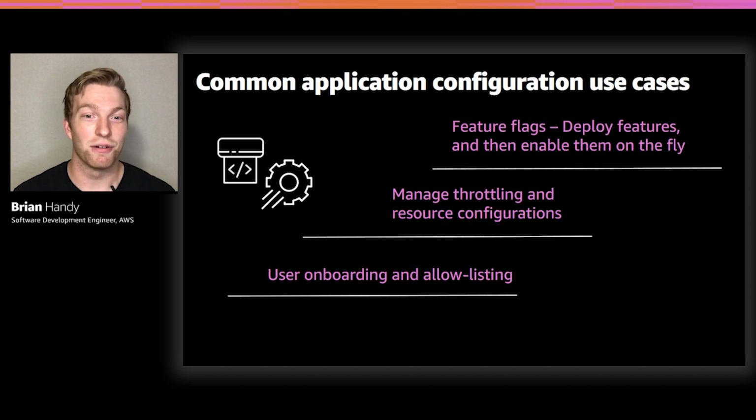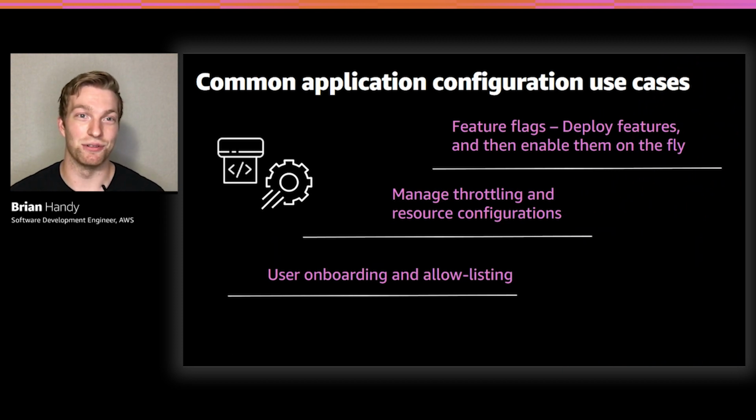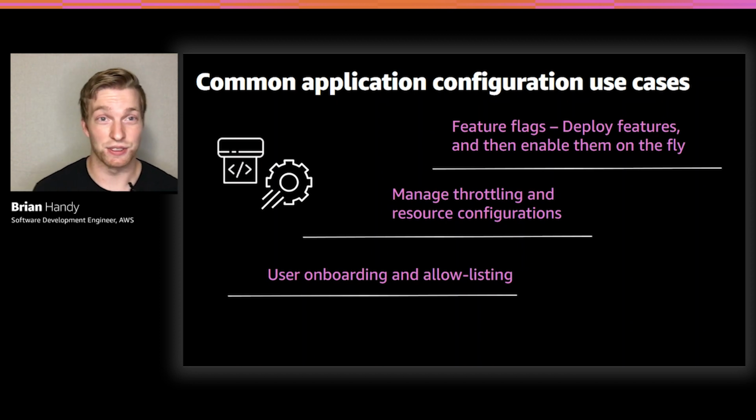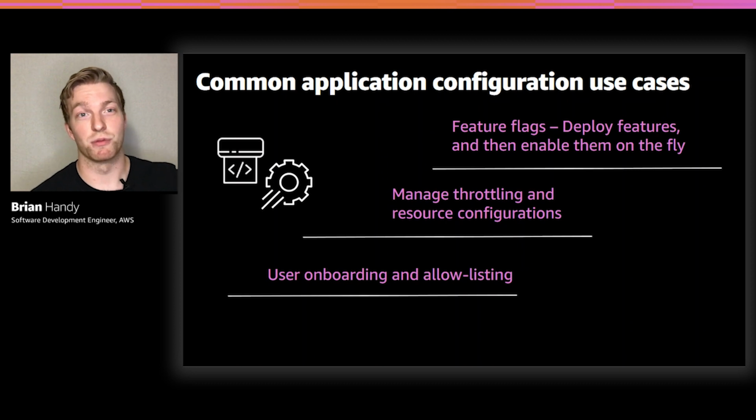Okay, so what are some common application configuration use cases? And this comes with a big asterisk because we've seen about 1 million different ways to utilize configuration, and that's probably not even half the ways our customers are doing it. But these are just 3 of the most common ways that we've seen teams use configuration. So the first way is feature flags. Feature flags are essentially a way to gate and release your features separate from code deployments.